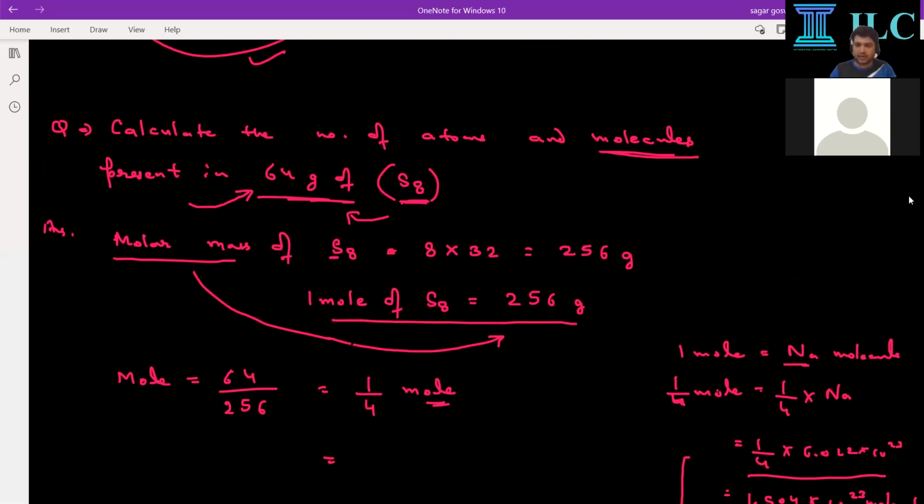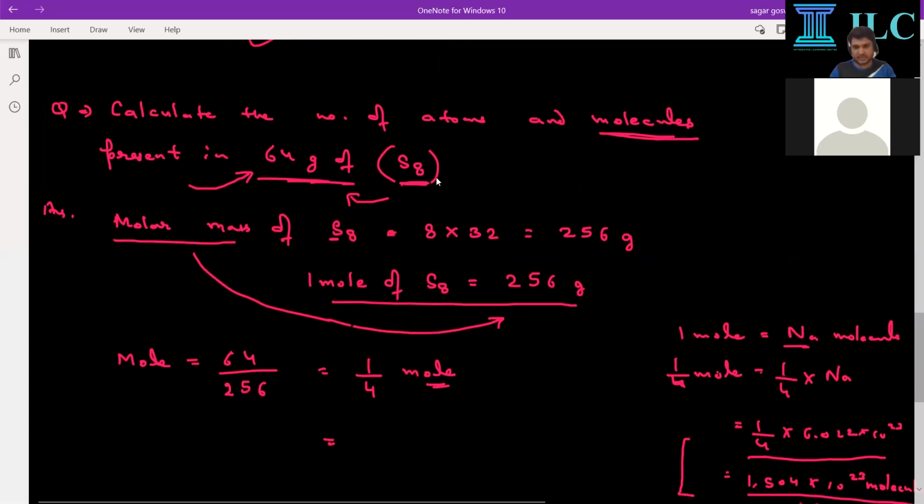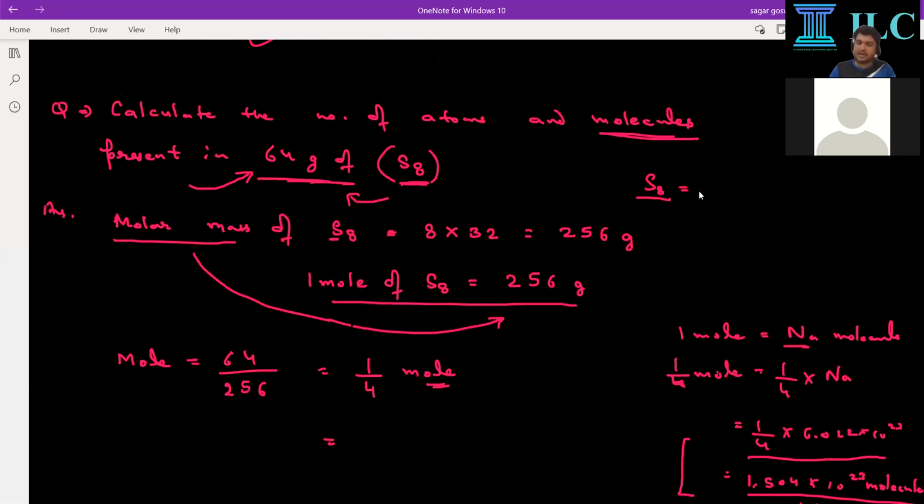So one molecule contains, see Vishnu, it is S8. So in S8, can we just divide the molecules by 8 to find the number of atoms? No, you have to multiply, not divide. Because one sulfur molecule contains eight atoms here. See, Vishnu, this is one molecule. So in this one molecule of sulfur, it contains eight atoms, because it is S8.